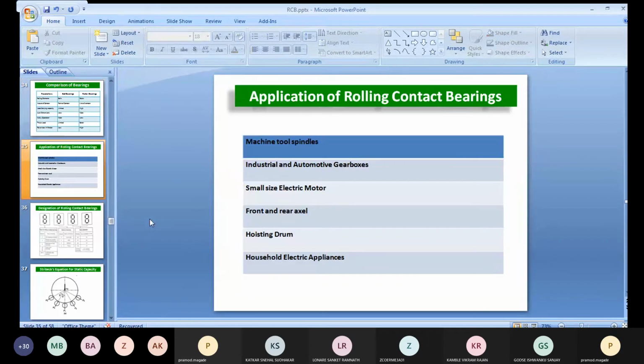Now, next is the proper application of rolling contact bearing. Generally, this kind of devices in which the rolling contact bearings are used, as like front and rear axle of four-wheeler, electric motors, bigger and smaller size, industrial and automobile gearboxes, machine tool spindle, hoisting drum, and household electric application. Generally, household ball bearing सुद्धा चालतात. So just write down application of RCB, rolling contact bearing. Applications of rolling contact bearings.